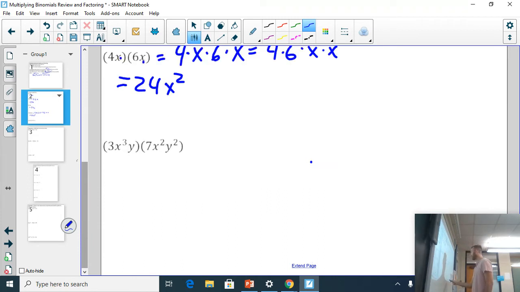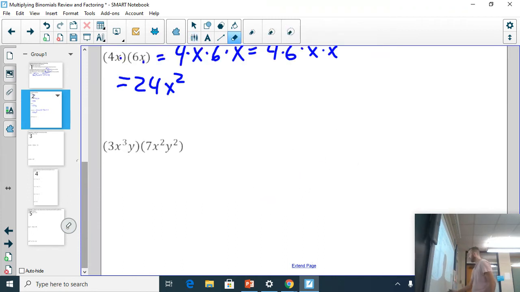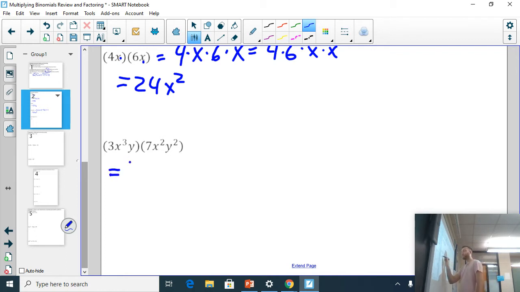And then finally putting that all together. Remember, we can do the numbers first. So let's just do 3 times 7 first, which is 21. And then how many x's do we have? We have 3 x's here, and then we're going to multiply by 2 more x's. That would give us x to the 5th. And then we have a single y here and 2 more y's there. That'll give us 3 y's, right?